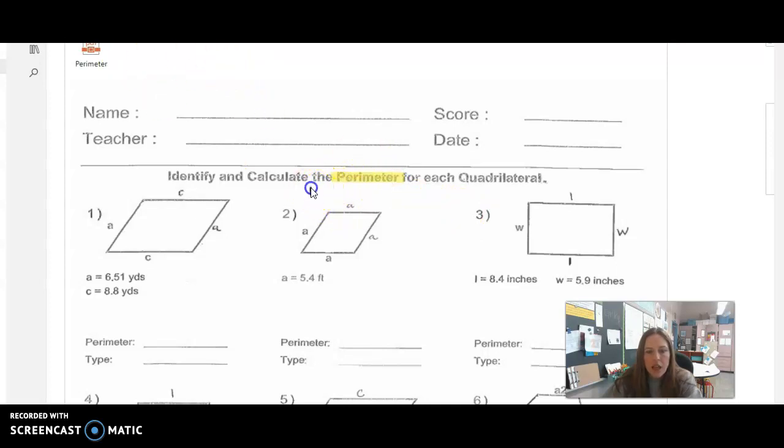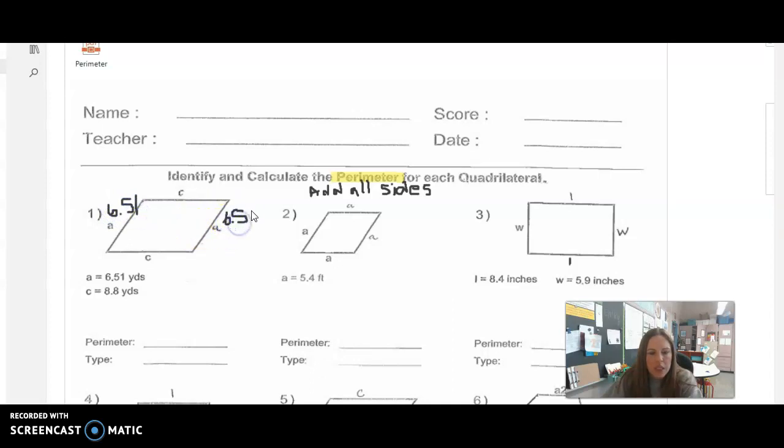Right underneath it, add all sides. So you should have exactly what I've written down on your piece of paper. Highlight the word perimeter, write add all sides. So in this practice today, it's naming the sides by letters, and then it gives you its measurement. So I want you to label the sides with its measurements.